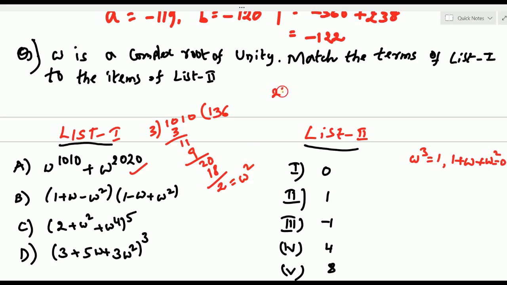అలాగే 2020 డివిజిబుల్ బై 3, ఇది కూడా అంతే. 3 6 18, this 22, 3 7 21. Okay, again 10, 3 3 is 9. 9 అంటే the remainder is 1. 1 ఉంది కాబట్టి this one we can take it as omega power 1. Omega power 1 is omega. So immediately in place of the omega power 1010 we can take it as omega square. Omega power 2020 we can take it as omega.